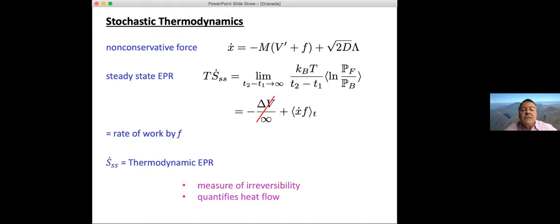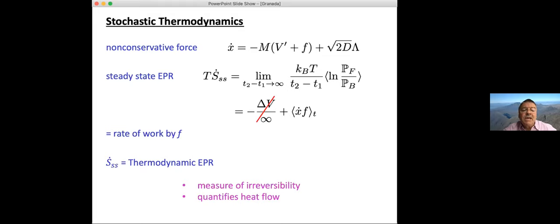I get two contributions to the entropy production, one of which is the change in potential between the initial final state, but that is extinguished by the fact that I'm dividing it now by a long time interval. So I'm looking for the rate of entropy production over this arbitrary long period. And then the remaining term is the time average of the work done by the non-conservative force. So the rate of work by F sets the rate of entropy production in the steady state for this particle.